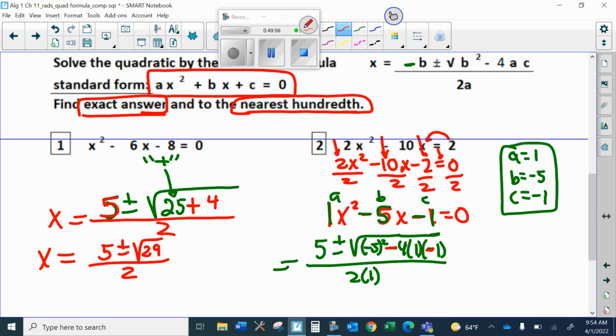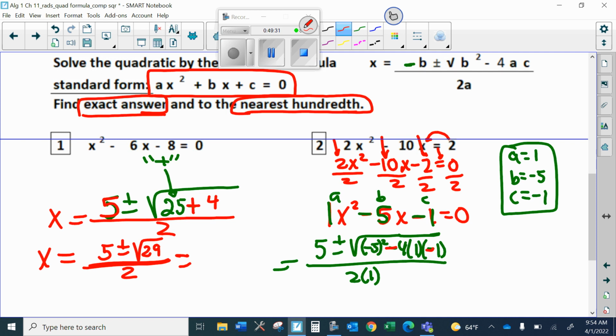Or all over. All over means long fraction bar. If I said 5 plus or minus square root of 29 over 2, that means only put the 2 underneath the square root of 29 only, not underneath the 5. So that's why I gotta say all over. That means a long fraction bar over everything you just said. Okay, so make sure you're pronouncing it correctly.